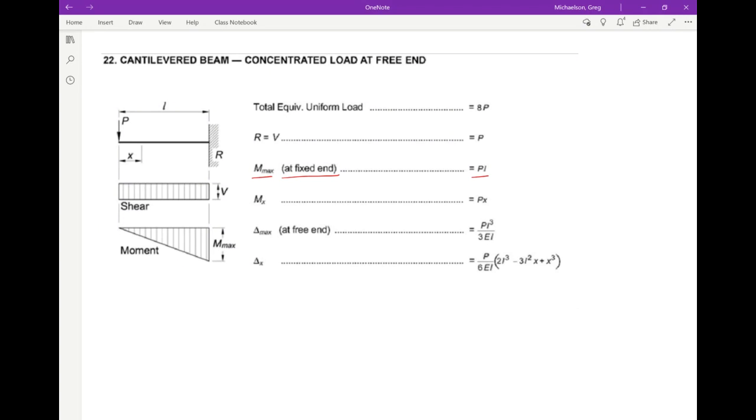What about the shear? All it says about the shear is that the shear is equal to P, but look at your shear diagram. The shear is constant. So the maximum shear occurs really everywhere because it's a constant shear. You could say it occurs at the fixed end, but it occurs everywhere, and that shear is just P. The maximum deflection occurs at the free end, and it's PL cubed over 3EI.